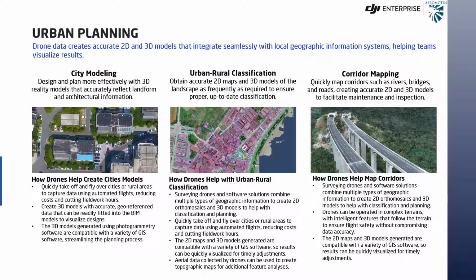For urban rural classification, you're able to obtain accurate 2D maps and 3D models of the landscape frequently to do classifications of urban and rural areas. Corridor mapping is a very common segment where drones are used, in terms of pipelines as well as roads. This can be used for taking geographical information and creating 2D orthomaps and 3D models of complex terrains. It can also be integrated with GIS software.